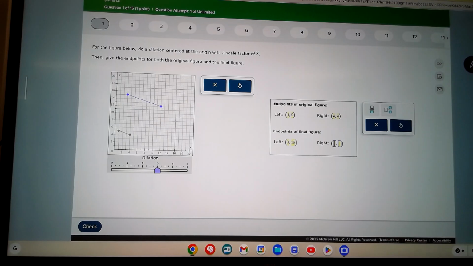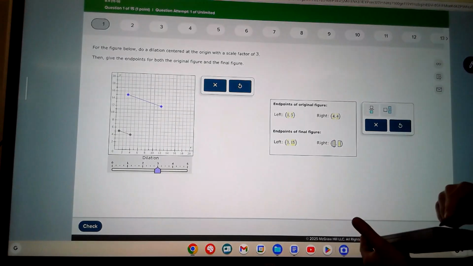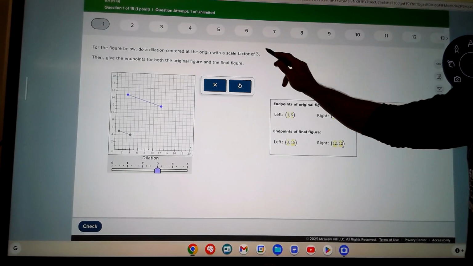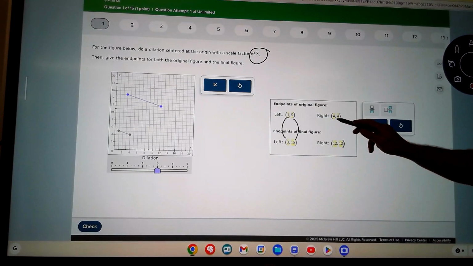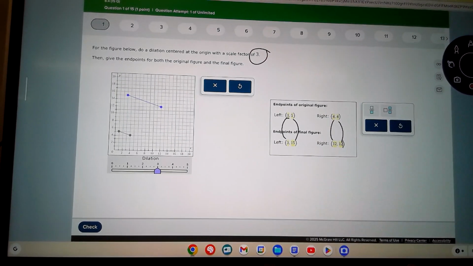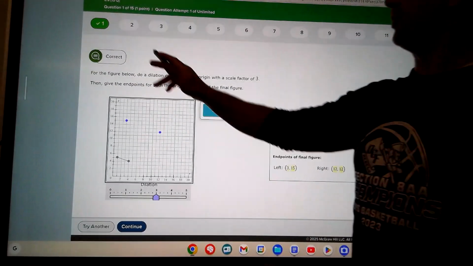And then my last point right there, you can see it's at 12, 12. And we can double check where if I had a scale factor of 3, this is times 3, that's times 3, this times 3, that times 3.